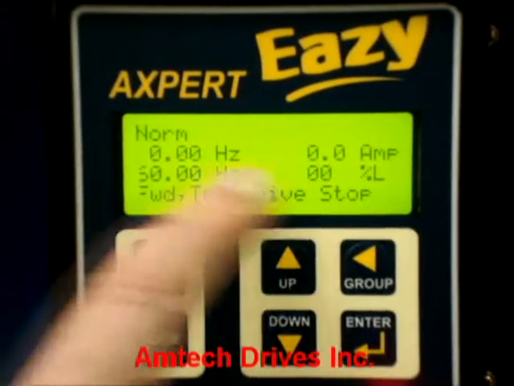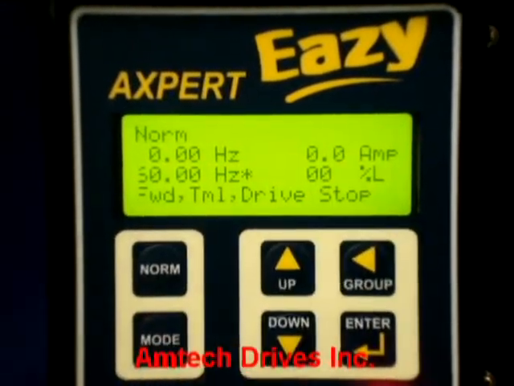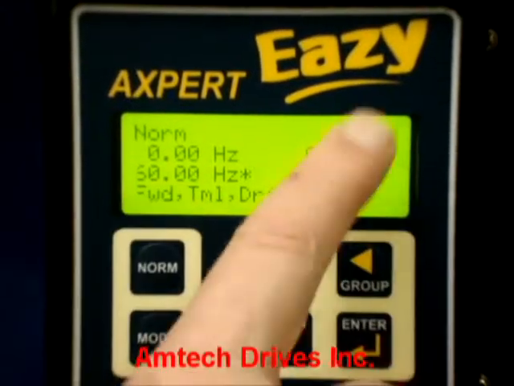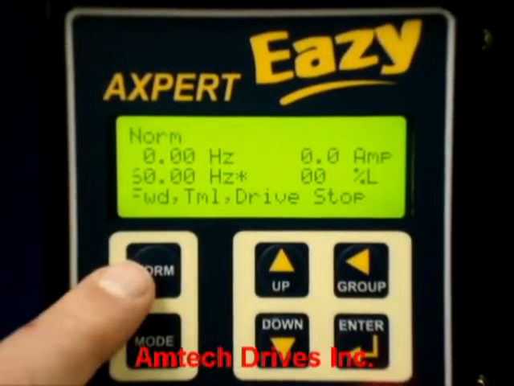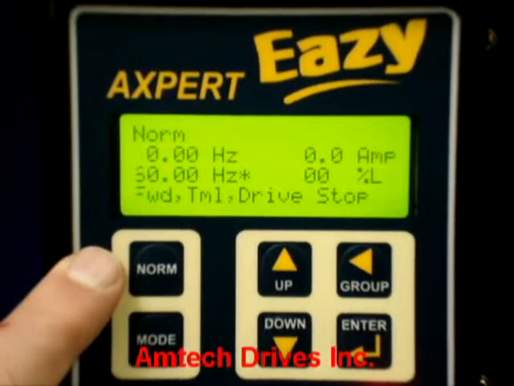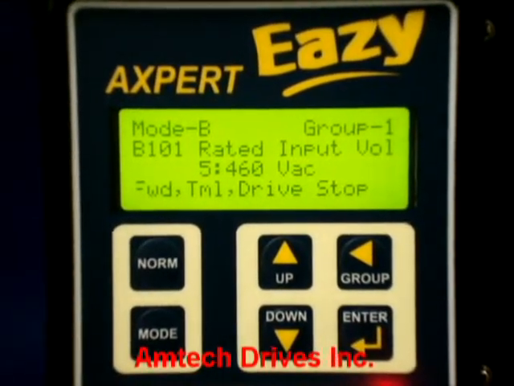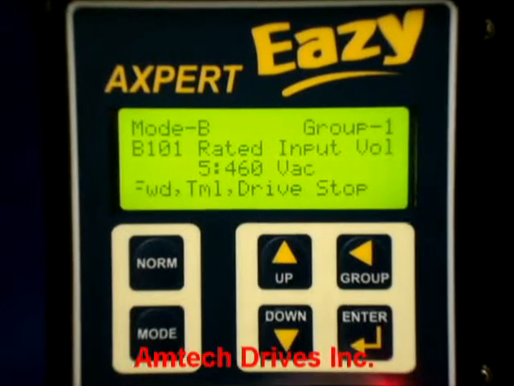Showing in the normal screen, these four parameters, A601 through A604, allow you to customize what parameters are shown and in what order. So it makes for very simple programming to fit your application. Looking at the B parameters, these are what you set at the beginning for your motor parameters.